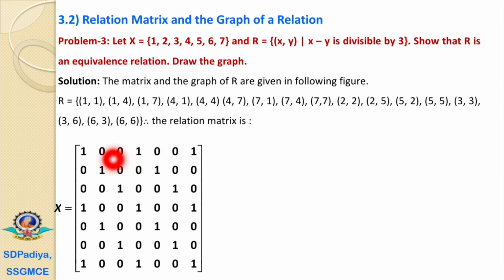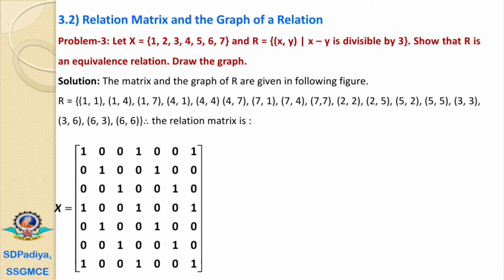Same, for (2, 2) and (2, 5), we have entered 1. You can refer to the previous set of the relation. For each ordered pair we have entered 1. If there is no ordered pair, then we have entered 0.